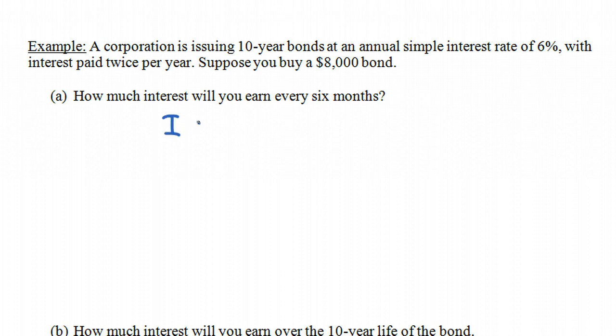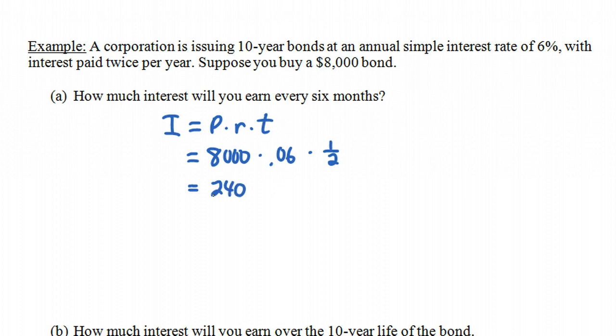Well, notice we still use the formula I equals P times R times T because we're doing simple interest. The principal is 8,000. The rate that you're getting is 6% or 0.06. And the time is 6 months. Now 6 months is really 1/2 of a year, so you could put 1/2 or 6/12, however you want to put it. But if you multiply this out, what you end up getting is, I believe, $240.